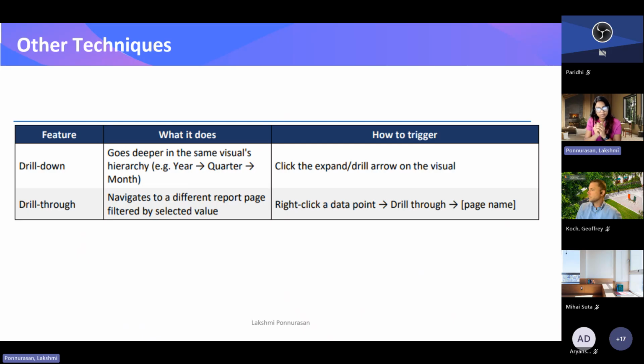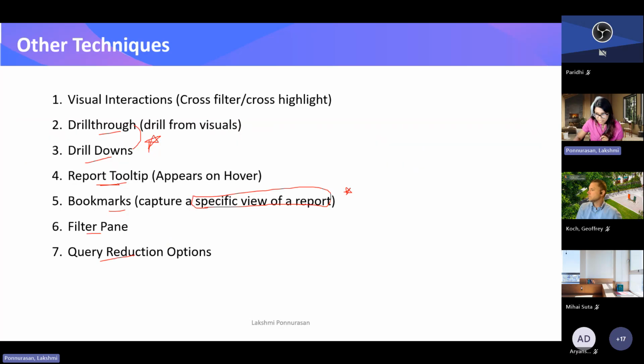So all the settings are present on the visual. Drill through is when you're navigating to a very different page, and that different page is going to have another visual that is going to get filtered out. So for drill through, you will need two pages. For drill down, it just happens in a single page. Let's see quick demos of everything, right?